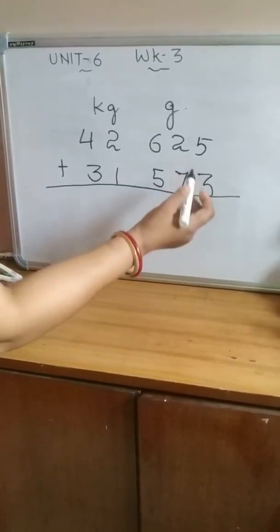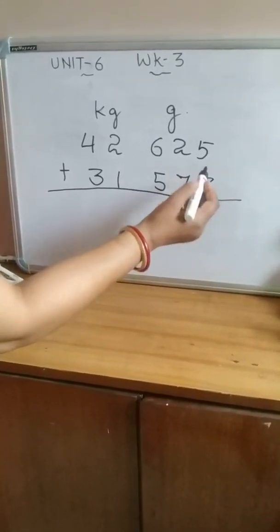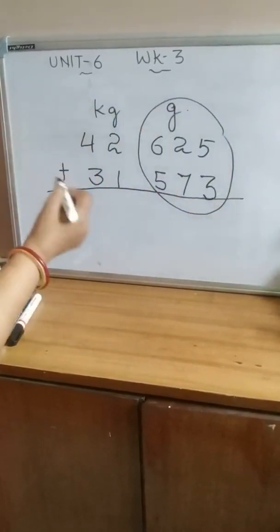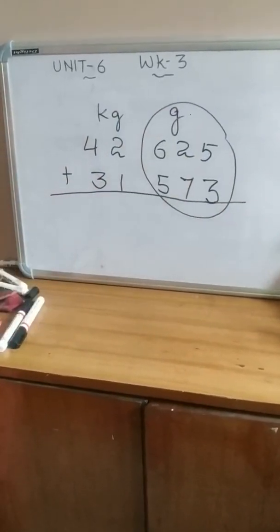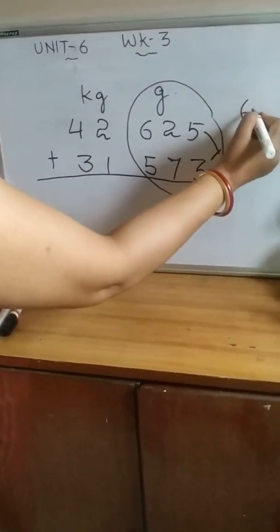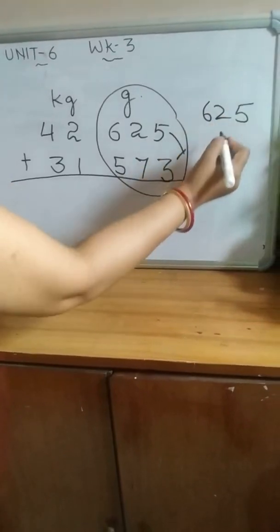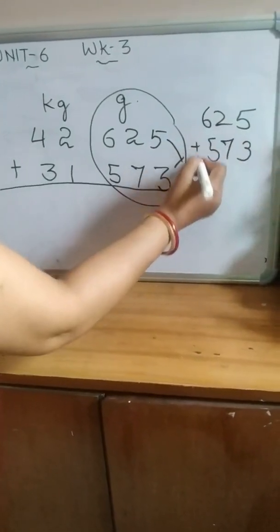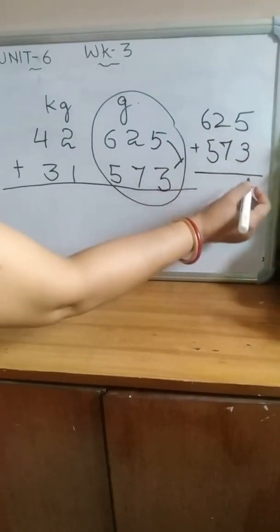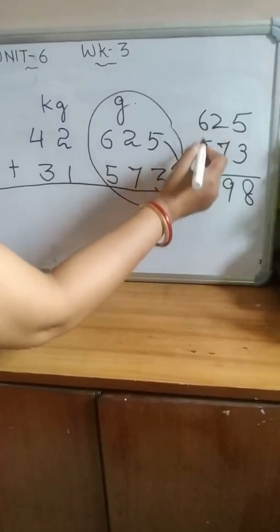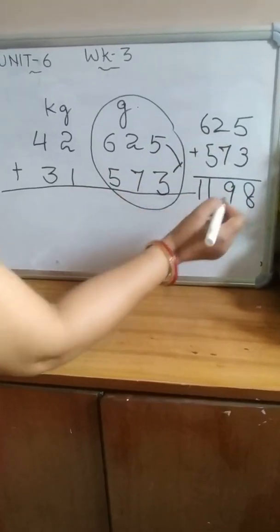So firstly we will add this gram unit, correct? Both of these will be added. So 625 and 573. Let's do the addition. 5 plus 3, 8. 2 plus 7, 9. 6 plus 5, 11. 1198 grams.